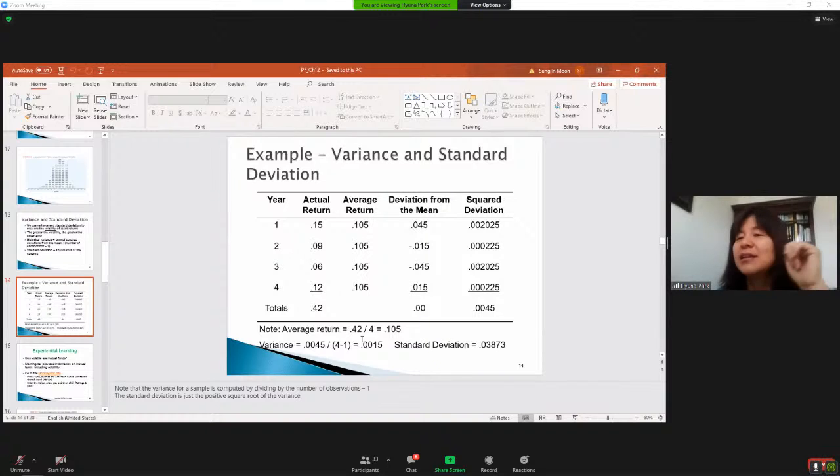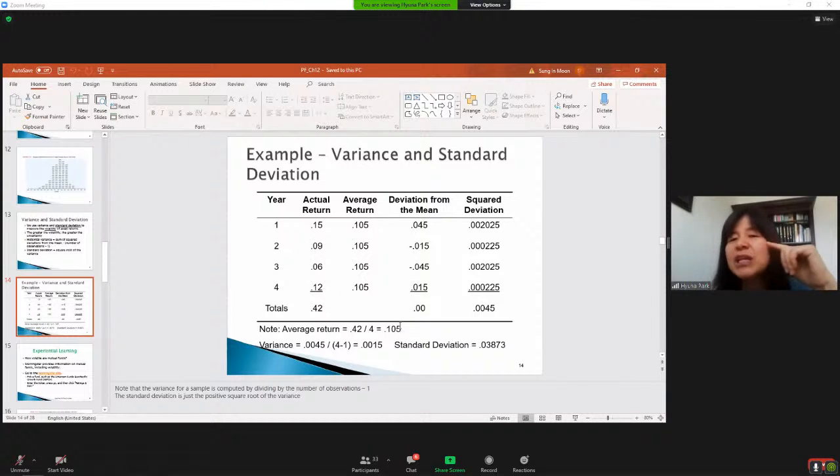So based on this data, how can you calculate the standard deviation of this stock return? Then you apply the knowledge you learned. You first need to calculate the average return, the mean, right? How to calculate the mean? Add all of them and divide by 4. There are 4 years. So 10.5% is the average return during this 4-year period. And then what do you need to do next? We need to calculate variance. What's the definition of variance? Sum of the squared deviations from the mean, divided by 4 minus 1.